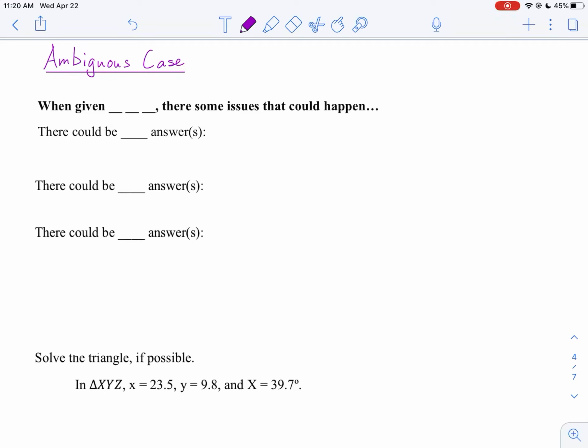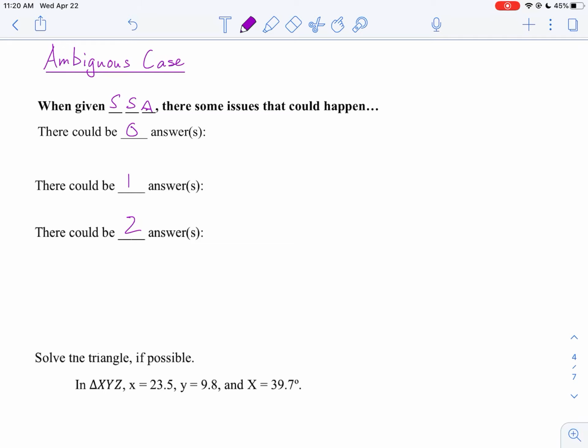In this video, I'll chat about the ambiguous case briefly, but if you really want full details, you'll have to find another video to see that. So I mentioned it earlier, but when we have side-side angle, there could be some issues that happen, okay? Basically, when we have a side-side angle case, we could have 0 answers for our triangle. We could have 1 answer for our triangle, or we could have 2.